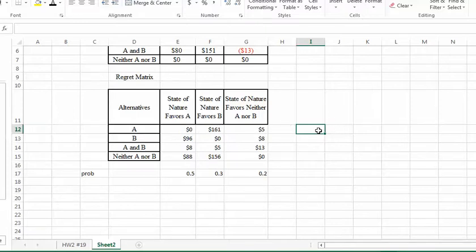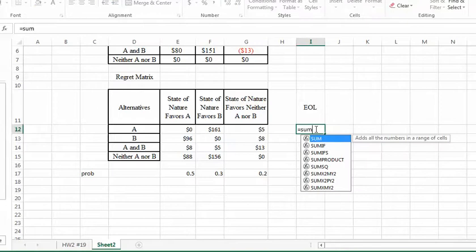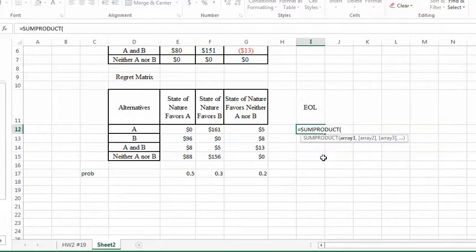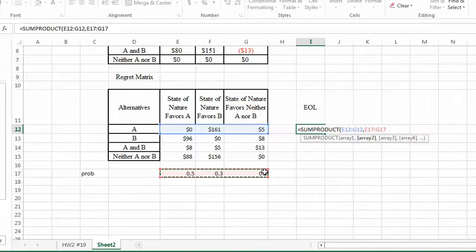Okay, so what I'm going to get for this, I'm going to just title this expected opportunity loss. And I'll do equals SUMPRODUCT, comes up right there. And it says, okay, what are your arrays? So I'm going to highlight from the 0 over to the 5 to get my first. Insert a comma. And then I'm going to insert my probability. So I'm going to multiply those things by that probability.